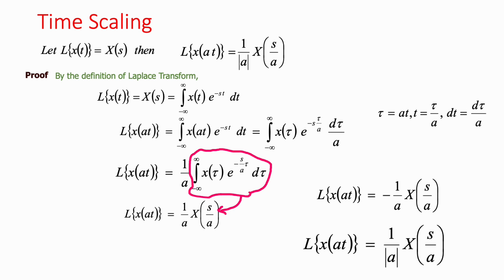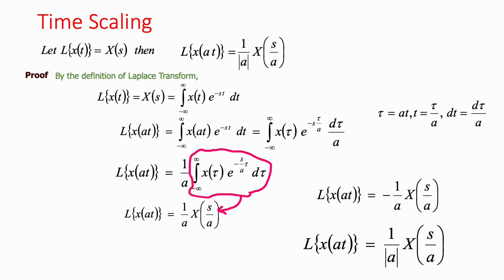The next property is time scaling. Time scaling property, that is x of a into t. All of you know very well how to do the time scaling. The Laplace transform of x of at is 1 divided by modulus a times X of s by a. We have to do the proof.